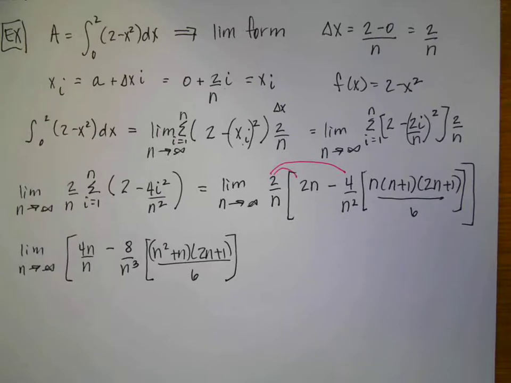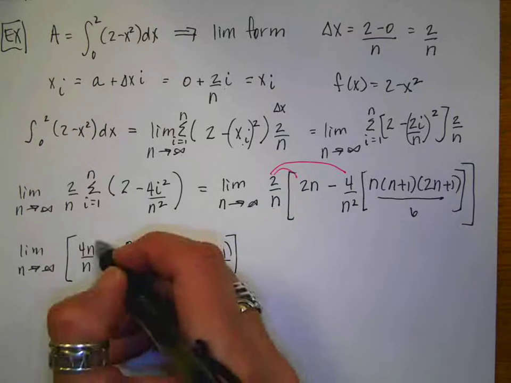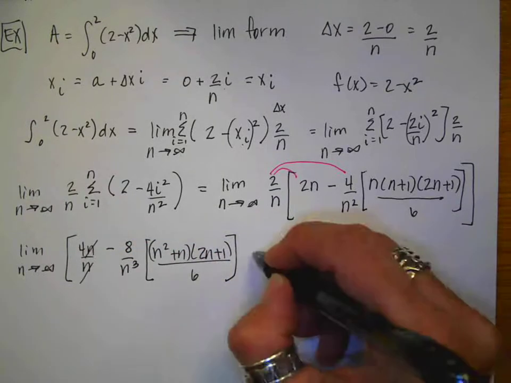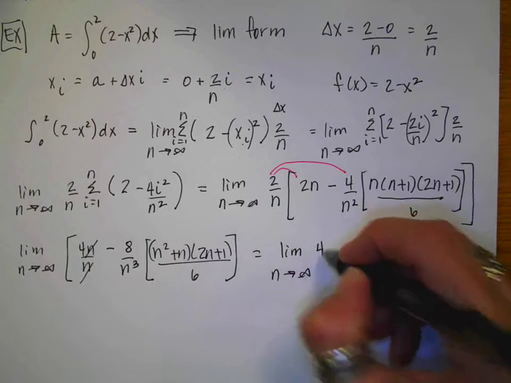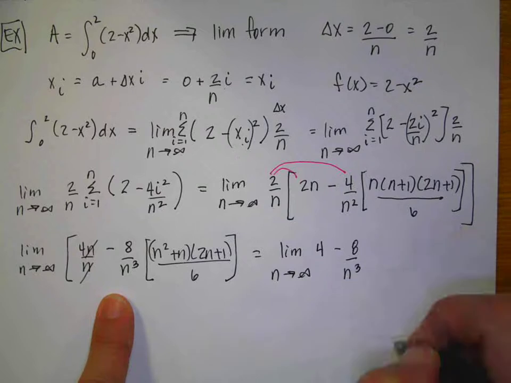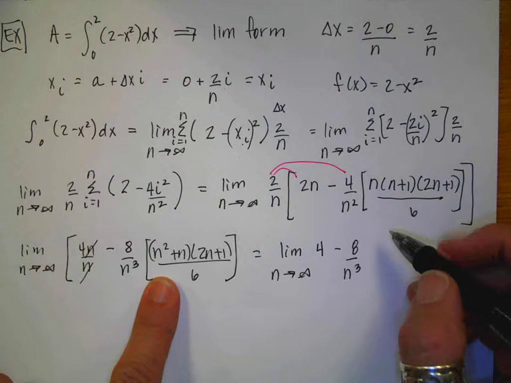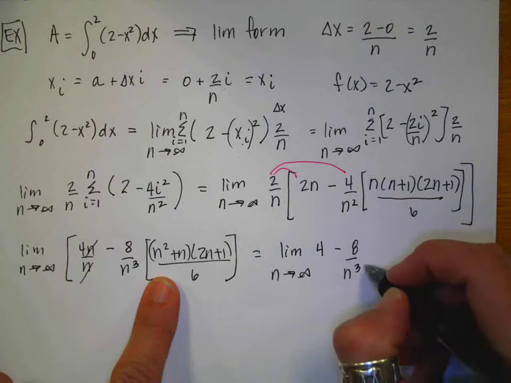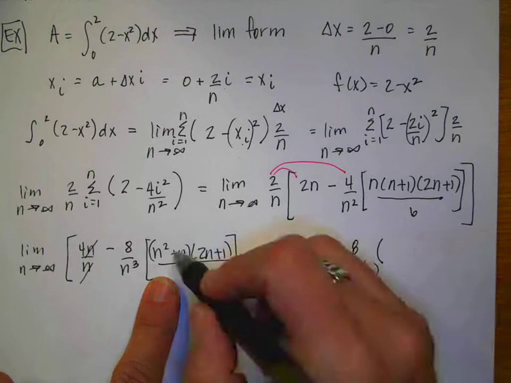It's getting a little bit better, okay? So then, at this point, notice that my n's cancel, okay? So this is going to be the limit as n approaches infinity of 4, and I'm going to keep my 8 over n cubed, and we'll leave that there. And then if I distribute this mess, oh, and I have my 6 in there. I'm going to stick him over there.